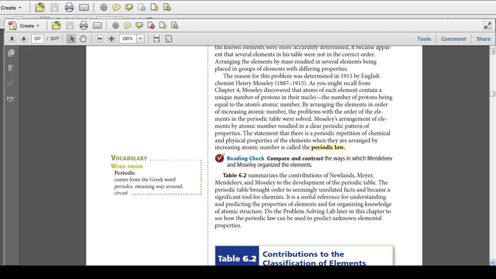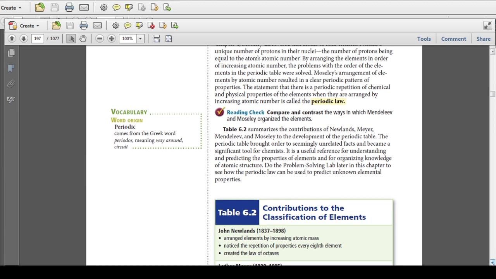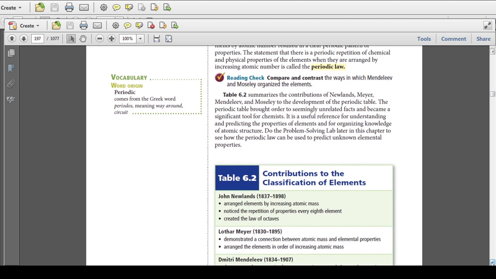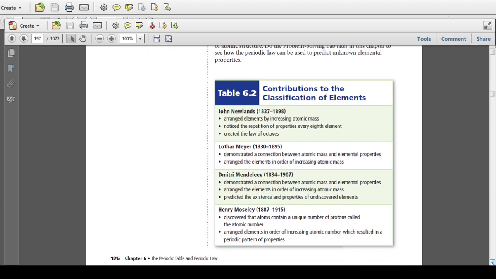Table 6.2 summarizes the contributions of Newlands and Meyer, Mendeleev, and Moseley to the development of the periodic table. The periodic table brought order to seemingly unrelated facts and became a significant tool for chemists. It is a useful reference for understanding and predicting the properties of elements and for organizing knowledge of atomic structure. Again, here's just a little breakdown on table 6.2 of the contributions that these scientists brought forward, from Newlands to Meyer to Mendeleev, all the way to Moseley.